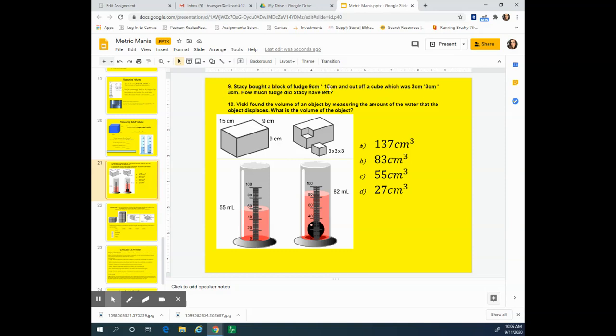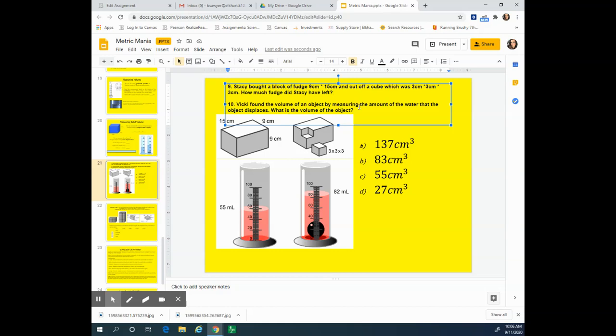Okay, so 9 times 15, you take this answer, and then you say minus 3 times 3 equals 9, then 9 times 3 equals what? And then you take that, and you add it together. No, actually, you subtract it, and you put your answer right here, okay?